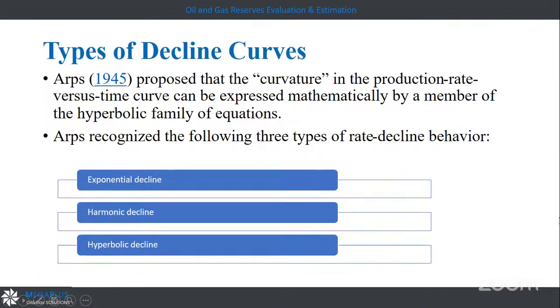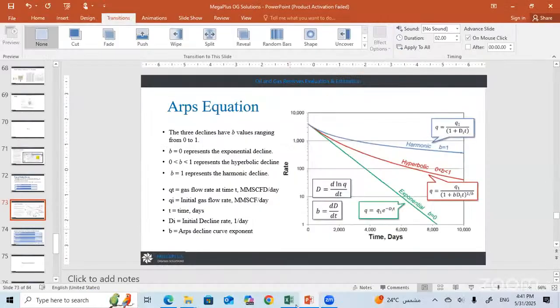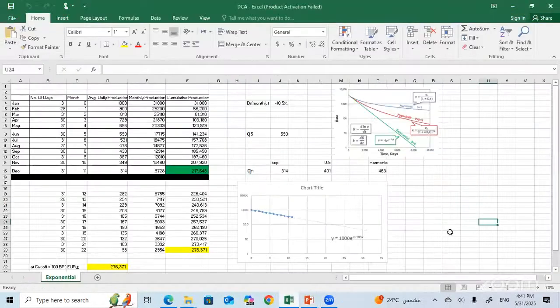Someone called Arps, in 1945, after many studies, said that we have three types of decline: exponential decline, harmonic decline, and hyperbolic decline. Each decline has an equation. So if I have this rate, I can predict in the future something called the estimated ultimate recovery. To fully understand this decline curve analysis, I made this Excel sheet.